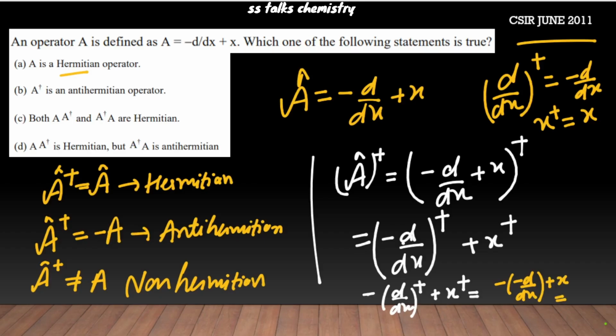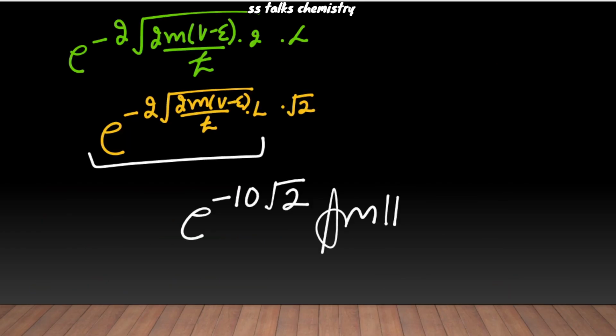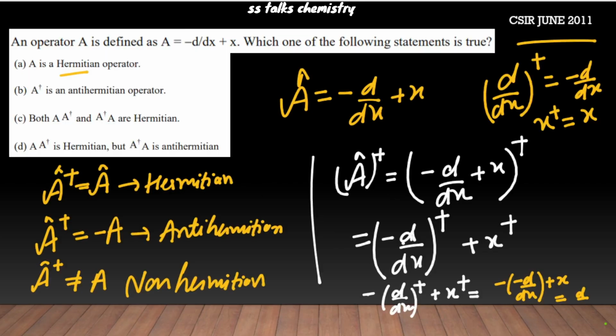So we are getting d by dx plus x, right? So you can see we are not getting the same operator. That makes A not Hermitian. A is not Hermitian. So based upon this, the first statement that says A is Hermitian becomes incorrect, right? Next it is saying A dagger is an anti-Hermitian operator.